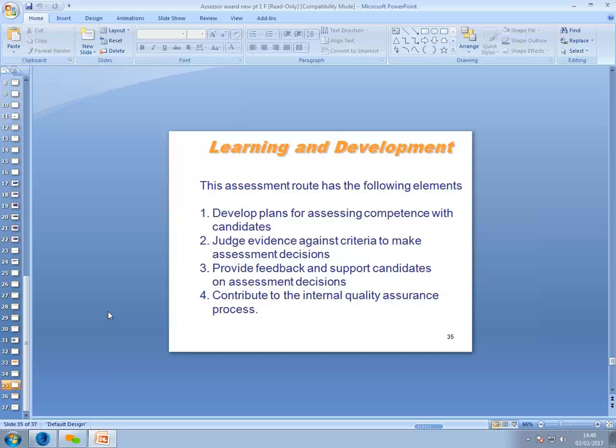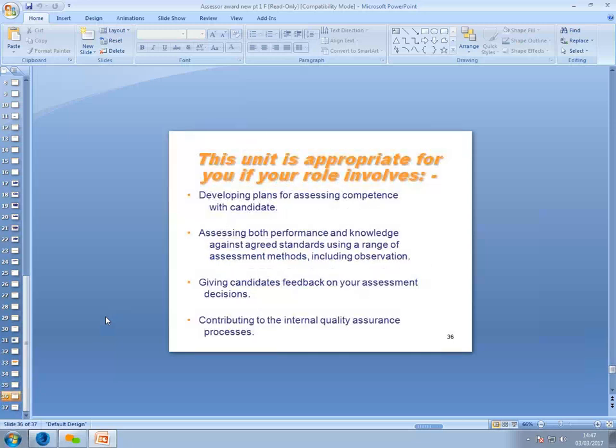So you're contributing to the internal quality assurance process, yeah? Because all your assessment decisions will be looked at by your IQA to make sure. And of course, the IQA, which I'll come on to in other units that you'll do later, will hold meetings with assessors to make sure that everybody's on the same page. So, you are developing plans for assessing competence, assessing both performance and knowledge against agreed standards, giving candidates feedback on your assessment decisions, and contributing to the internal quality assurance process.